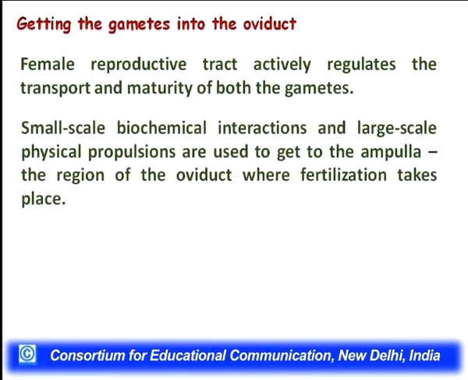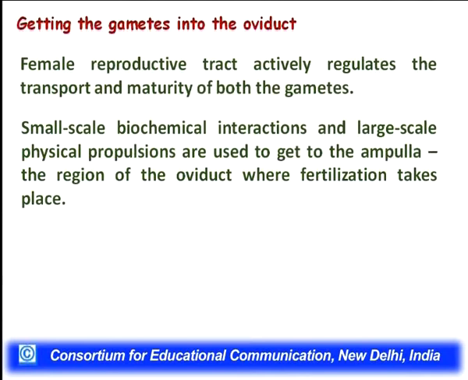Small-scale biochemical interactions and large-scale physical propulsions are used to get to the ampulla. As I said, when we saw that the spermatids differentiate into mature sperms, one of the differentiations was the formation of the tail. And this tail is basically for the propulsion of the sperm. The energy contained in the mitochondria of the tail, which is dispersed when the tail moves, is used for propelling the sperms to reach the place where fertilization takes place, which is termed the ampulla, the region of the oviduct where the fertilization takes place.